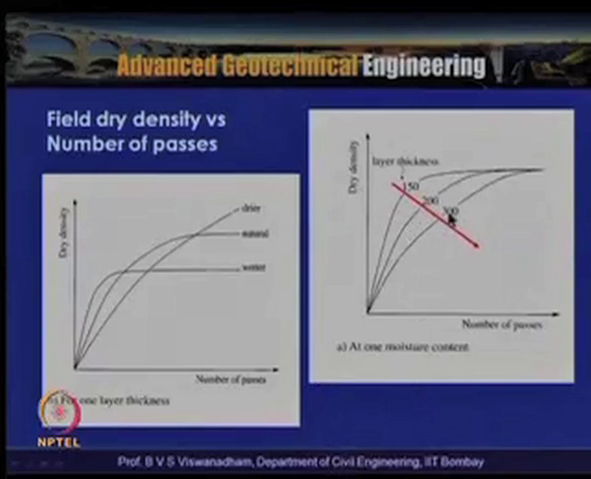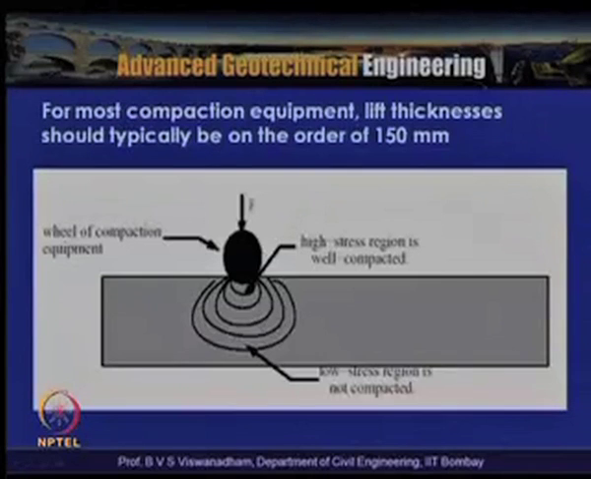So the dry density achieved with the number of passes, you can see that with increased layer thickness, the density achieved for a given number of passes is less. But increasing the number of passes is not having a particular influence. And mostly for compaction equipment, the lift thickness should typically be of the order of 150 mm or 300 mm.